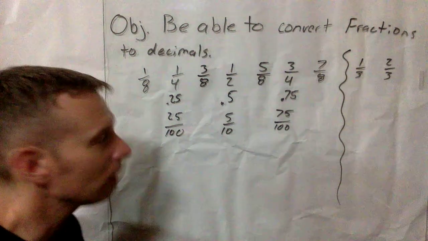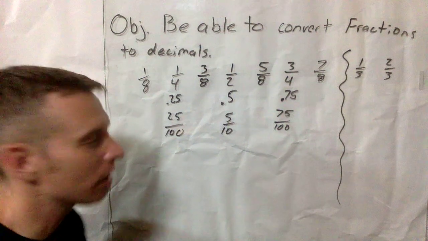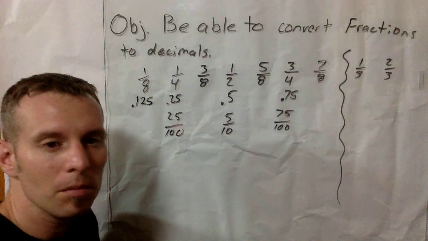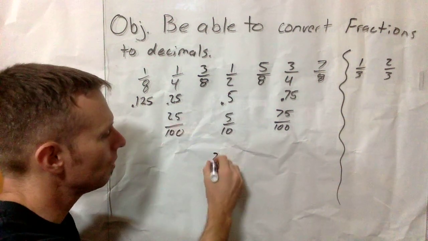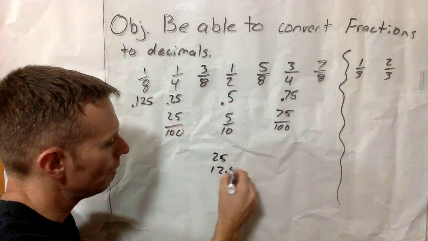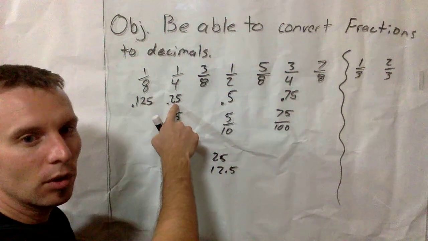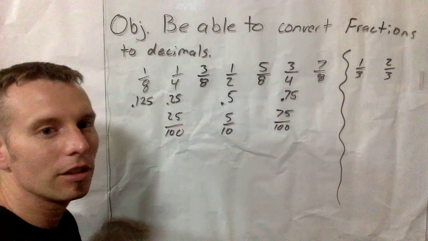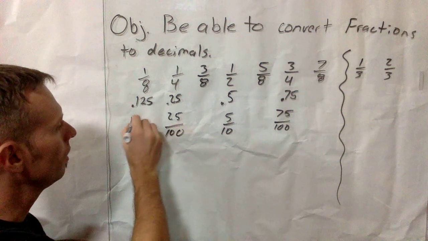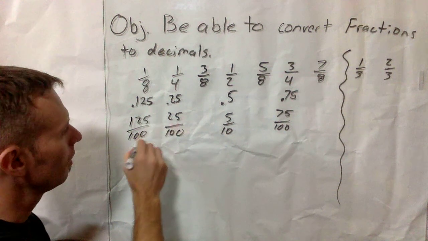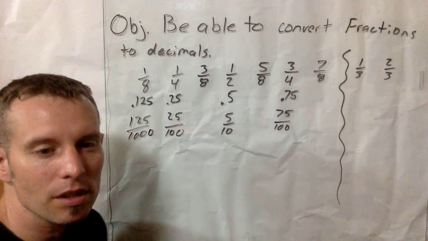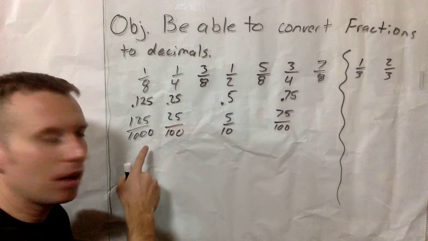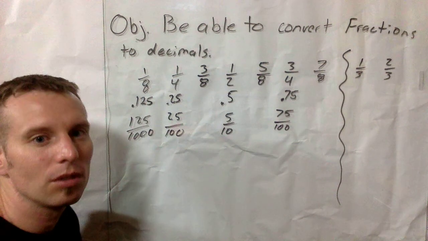Maybe you don't know yet, but 1/8 is actually 0.125. You may be able to recognize this because if this is 25, half of 25 is 12.5. So half of 0.25 is 0.125. If that was more confusing for you, then sorry, you don't need to know that. But 125 is now in the thousandths place, and if you were to simplify 125 over 1,000, it would simplify to 1/8.